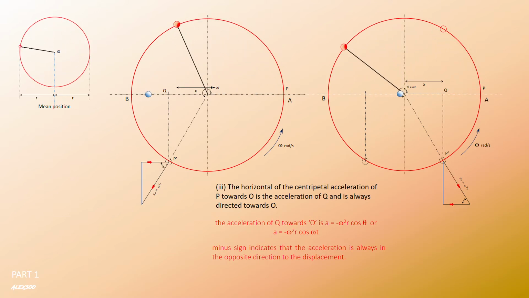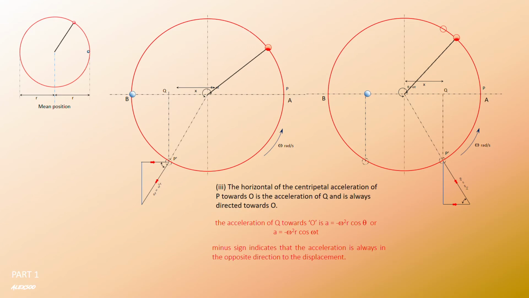So when theta is 0, then a is maximum, correct? When theta is 0, x is also maximum, and that is the amplitude. So at maximum displacement, you have maximum acceleration. So that proves the first point of SHM. The first condition to fulfill for simple harmonic motion is proven: when the displacement is maximum, the acceleration is also maximum, which is the centripetal acceleration, and it is equal to omega square r.